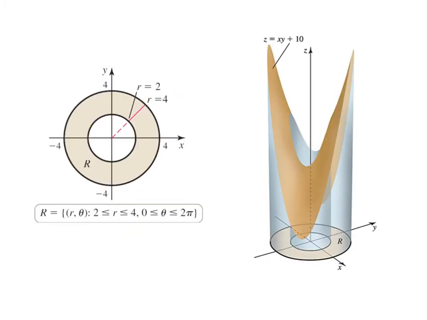And on the next slide here, we can look at what this region actually looks like. So first, the picture on the left here, this is our region R from 0 to 2 pi, so it's a full revolution, and from 2 to 4, that's why it's annular or ring-shaped. But then when you look at z equals xy plus 10 over that region, this is what we actually found the volume of, the solid underneath this saddle-looking shape.